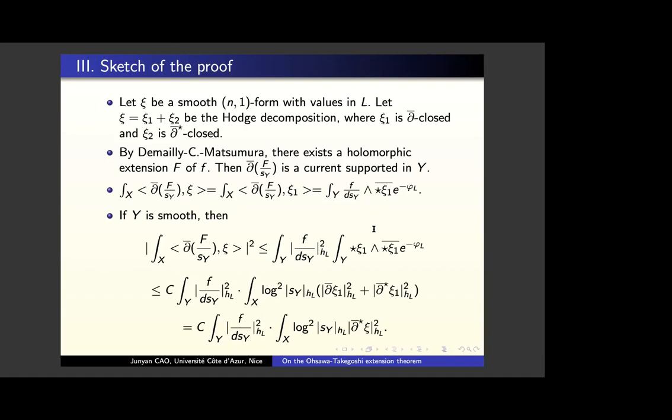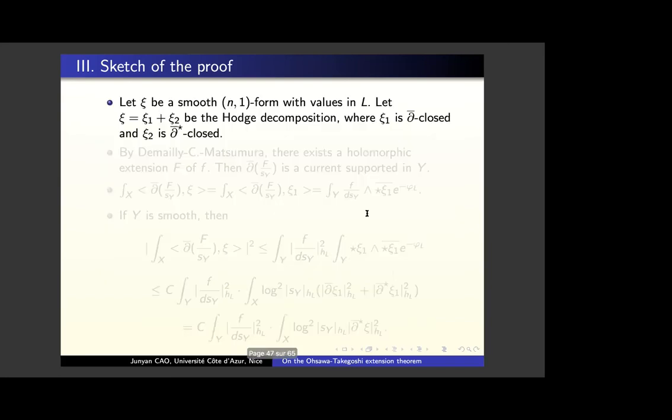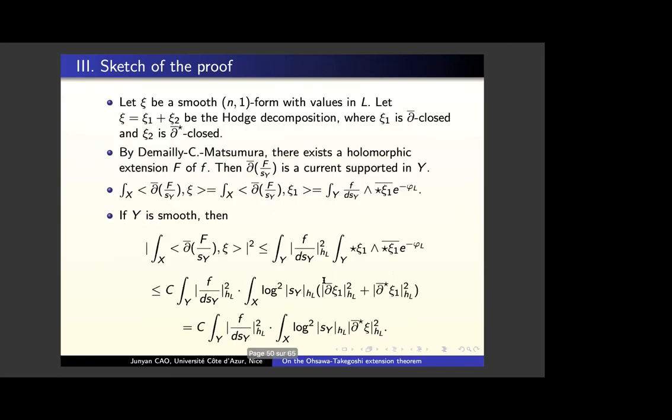And for the second term here, by using the lemma of Xu, we know that it's in fact controlled by this term. And we recall that ξ1 is ∂̄-closed. So for the second term, it's controlled by this term. And by using the Hodge decomposition, we know that ξ1 by construction is ∂̄-closed, so we don't have this term. Therefore, this integral is controlled by a term which depends on small f, which is finite, times the L2 norm of ∂̄*ξ.